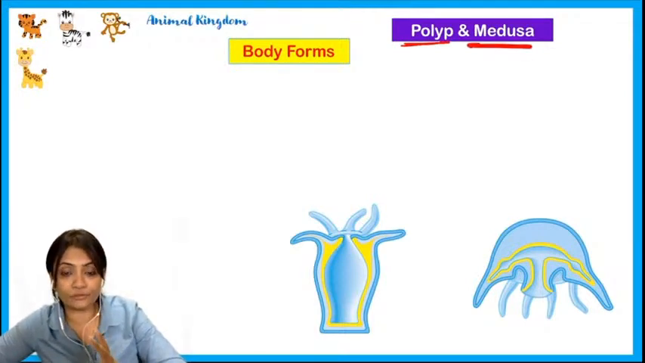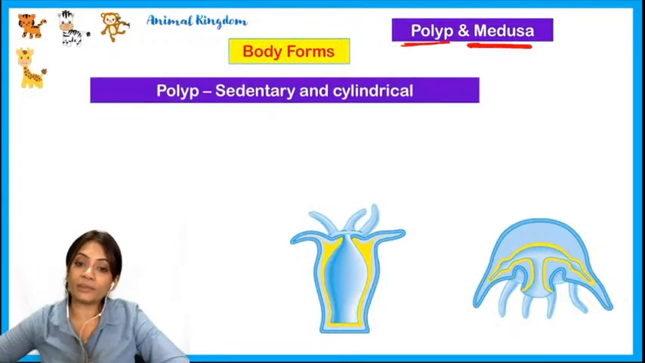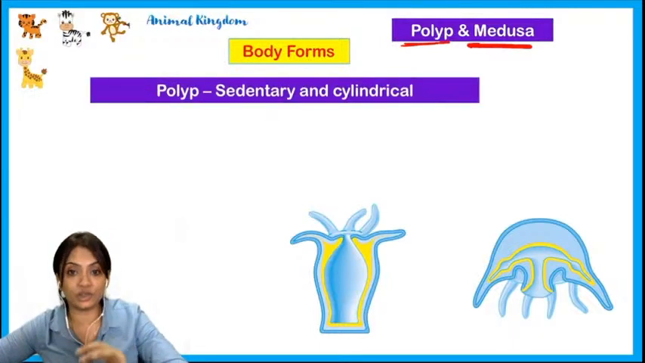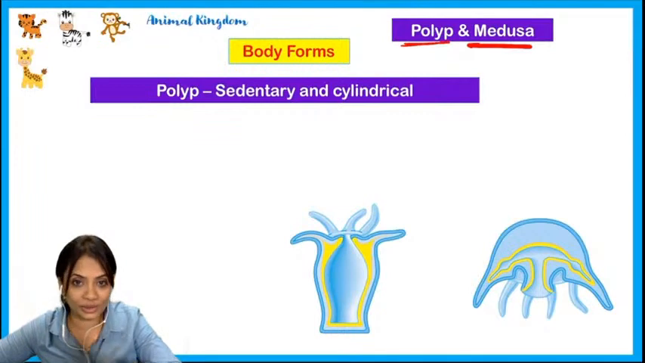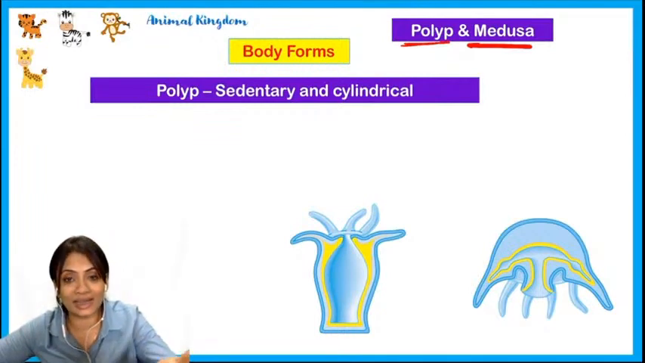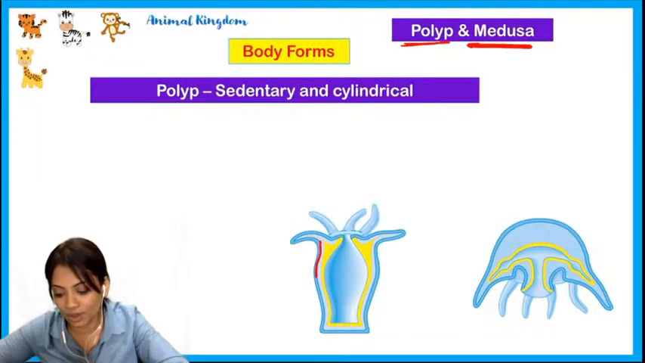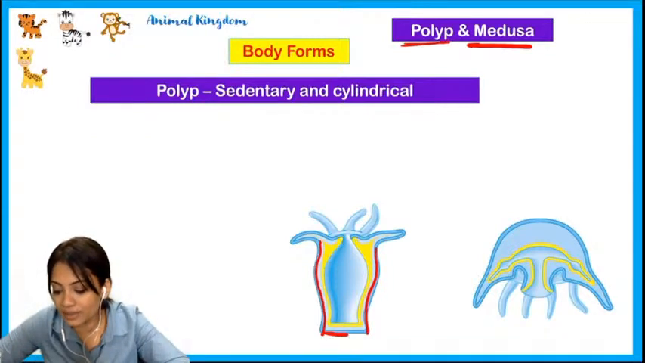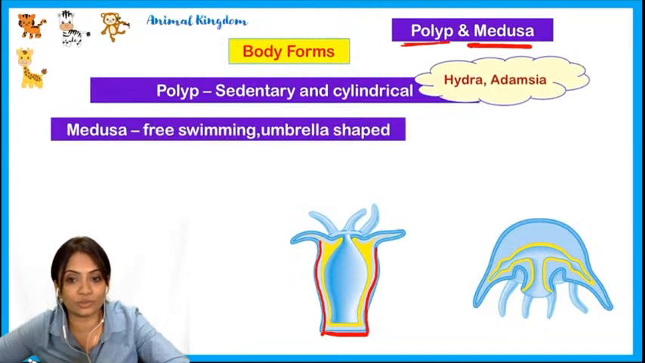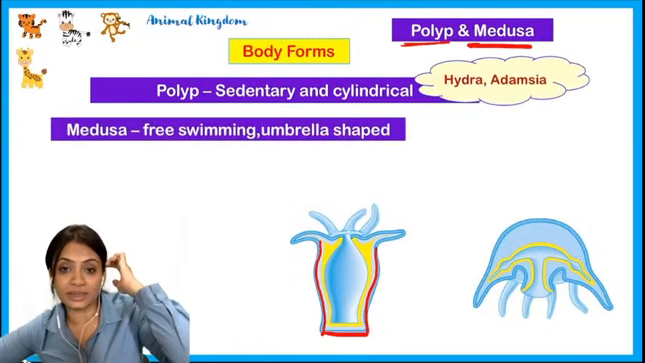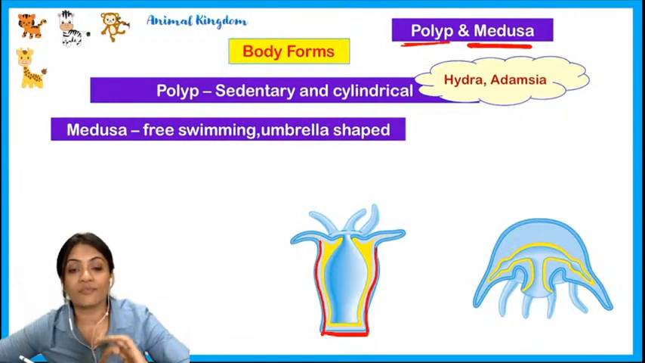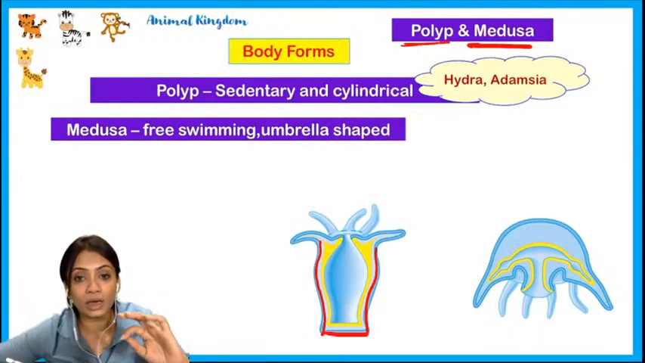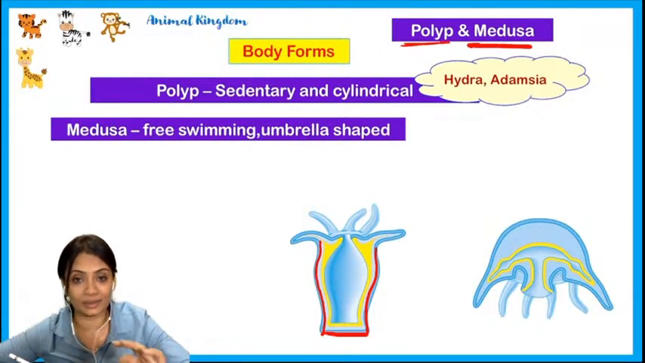Alright, now where is the difference lying? Let's see that. When I'm talking about the polyp, this is the one which is sedentary. This is the one which is not going to move. This is the one which will be attached to some substratum. And it is cylindrical. Okay, can you see how this is looking like? This is sedentary and a cylindrical shape. Okay, and this is basically how your hydra is going to be. Hydra or even Adamsia. What is Adamsia? Adamsia is the scientific name for a sea anemone. Okay, we'll see how a sea anemone looks like.